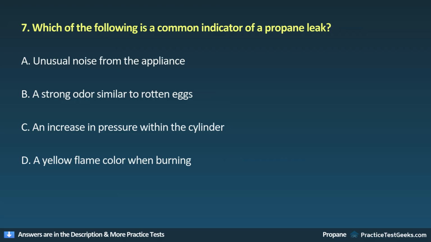7. Which of the following is a common indicator of a propane leak? A. Unusual noise from the appliance. B. A strong odor similar to rotten eggs. C. An increase in pressure within the cylinder. D. A yellow flame color when burning.